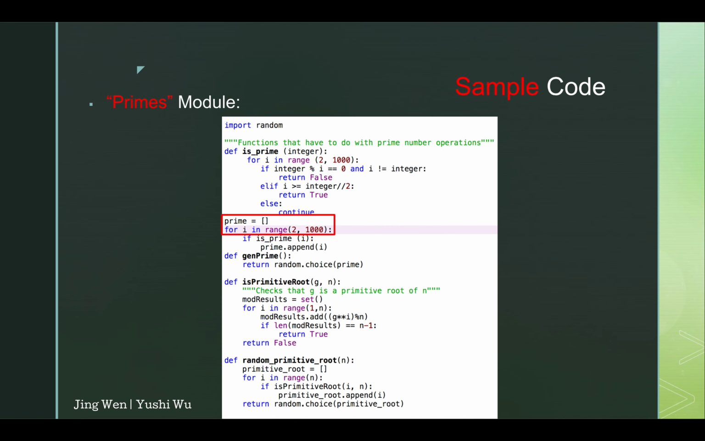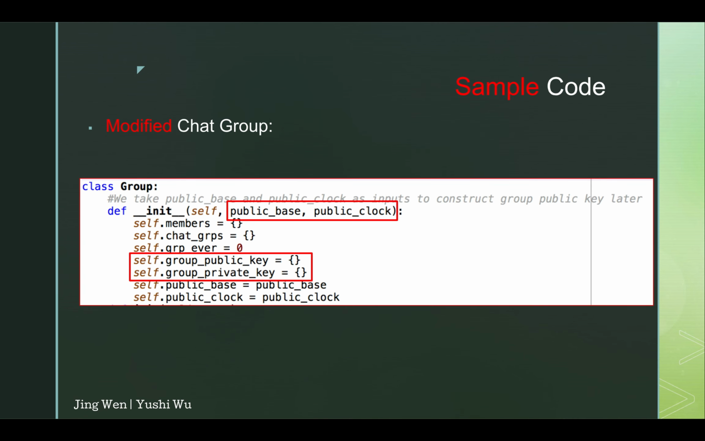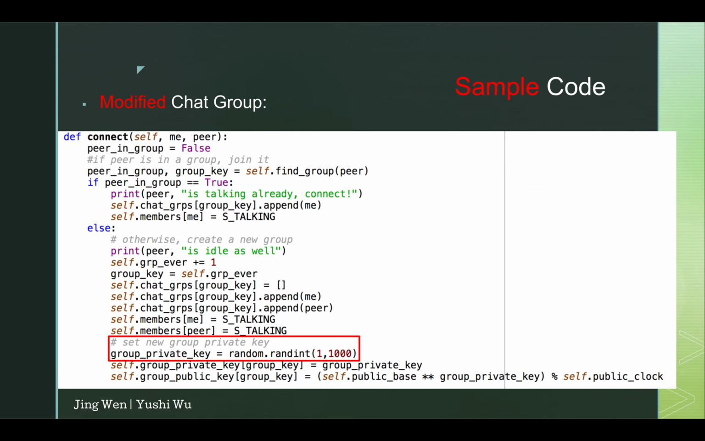Here's the sample code. First is the prime module that we use to generate random prime numbers and primitive roots. Then we modify the chat groups module so that it can take inputs as public keys and clock size, and we build two additional key dictionaries to store the public and private keys for the group. Also, whenever a new group is built, a private key is generated randomly.